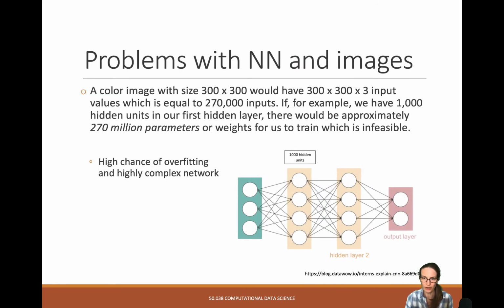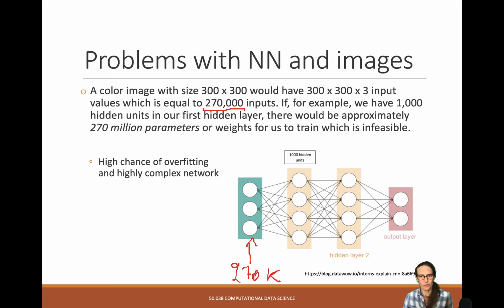So, before we go into how convolution works, how does it work in a normal neural network? So, when we take a color image, 300 by 300 pixels, okay, that's pretty tiny, right? That means we would have 300 by 300, the dimensions, times 3 channels, input values, which equals 270,000 inputs, okay? So, a one-dimensional vector here of length 270K is inputted in the network for a simple 300 by 300 image.